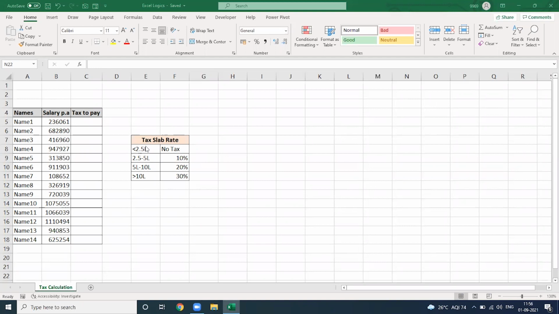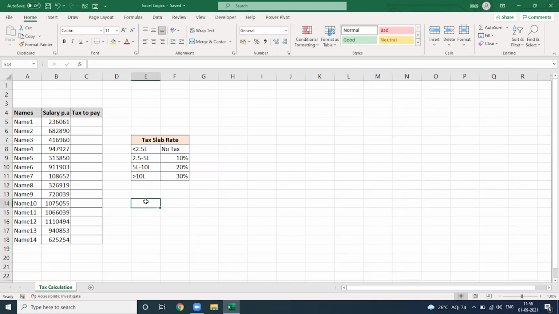If they are earning less than 2.5 lakh, no need to pay tax. If a person is earning 2.5 lakh to 5 lakh, 10% tax. 5 lakh to 10 lakh, he should pay 20% tax, and greater than 10 lakh, he should pay 30% tax.